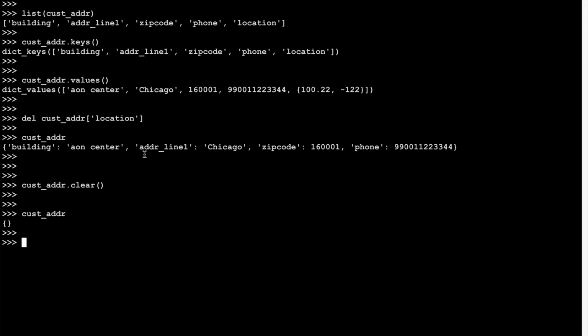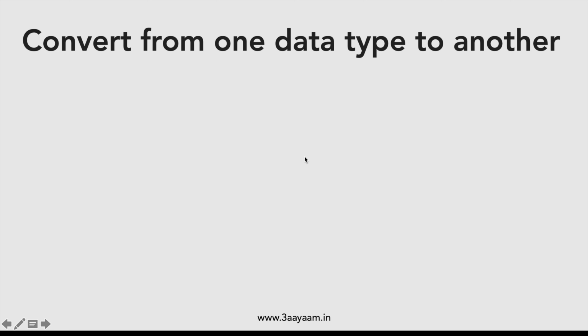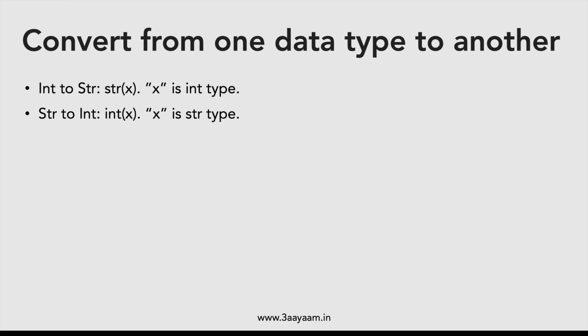Now of course you'll get situations wherein you want to convert from one data type to another. So let's say you have a list, you want to convert it to a set. You have a set, you want to convert it to a list, or from string to integer or integer to string. And this is how you do it. So integer to string, str followed by the variable, and x is of type integer. Now string to integer, x is of type string.